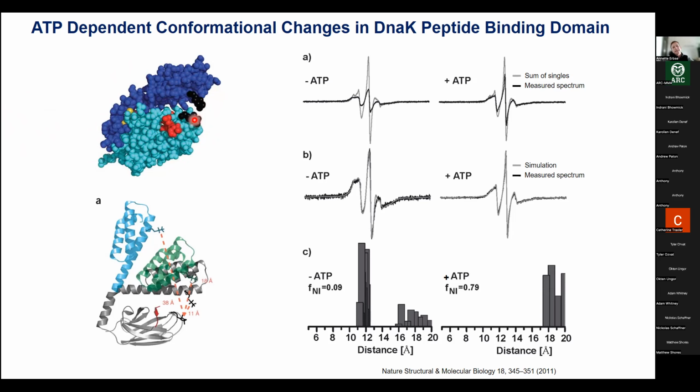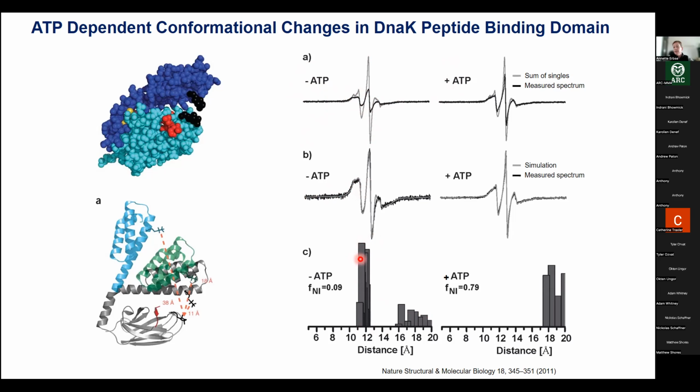So what we did here is we introduced two cysteines close to each other across the interface, and then measured the spin-labeled spectrum in the absence and in the presence of ATP. And as you can see, in the absence of ATP, there's a real difference between the measured interacting spectrum and the sum of the two singly labeled spectra, indicating a strong interaction. Here you can see the fit that leads to the distance distributions you see here.